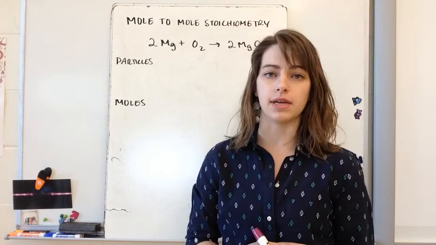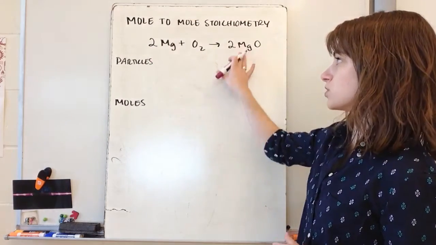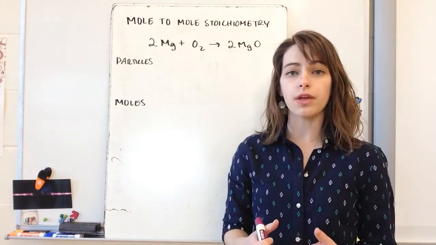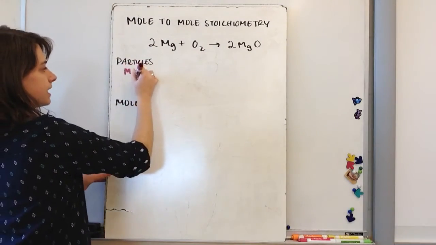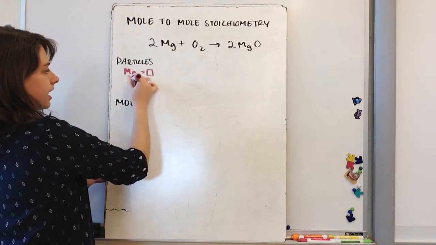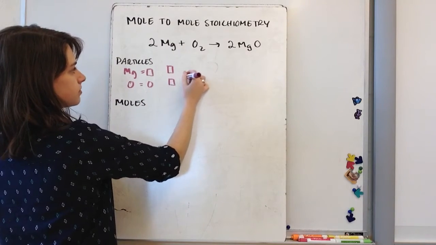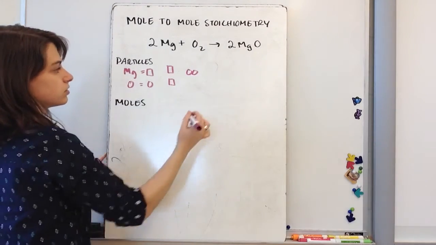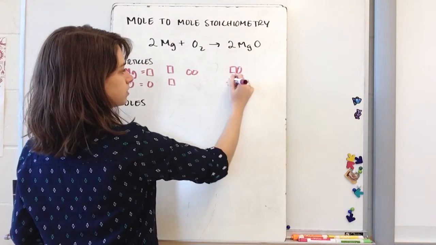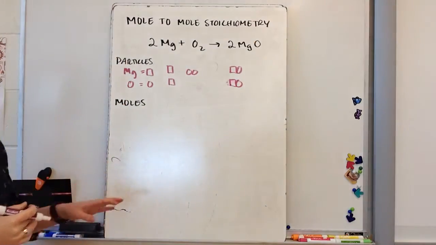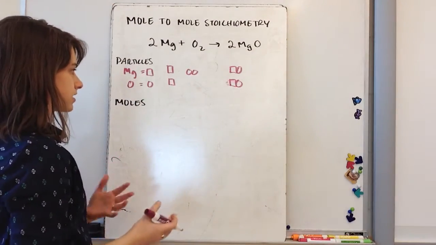Now, I have on the board behind me a balanced chemical reaction. So we're reacting 2 magnesiums with an oxygen to produce 2 magnesium oxides. Now, we know that we can draw particle diagrams of this. So if I have magnesiums as squares and oxygens as circles, I'm going to have 2 magnesiums plus an O2 to produce 2 magnesium oxides. So that's what my particle diagram would look like for this balanced chemical reaction.